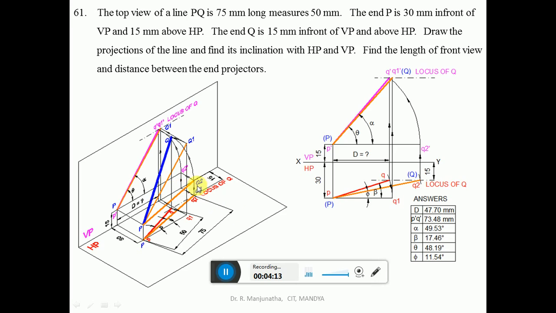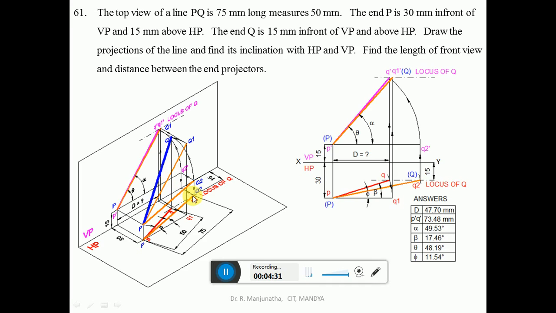Then when you look from the top view, you are going to get this line till here. So this is Q2, which is above HP by 15 mm. So this is the line which is going to be above HP. Since it is the true length in HP, it is going to be made parallel to HP.